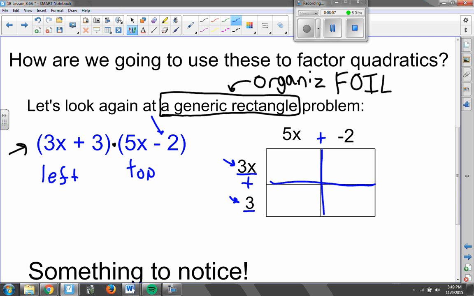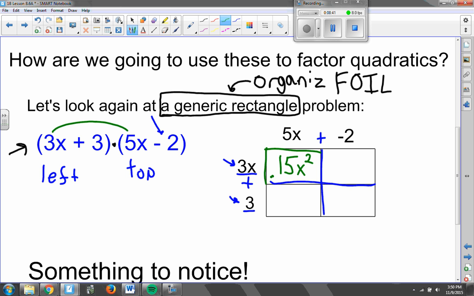Now, in order to FOIL this, what I would do is do 3x times 5x. But 3x times 5x is really the two sides of this box, essentially the length and width, isn't it? So I'm going to multiply the 3x times 5x and put the answer right here in this box. 3x times 5x I know is 15x squared. That is the first pieces of each of my factors.